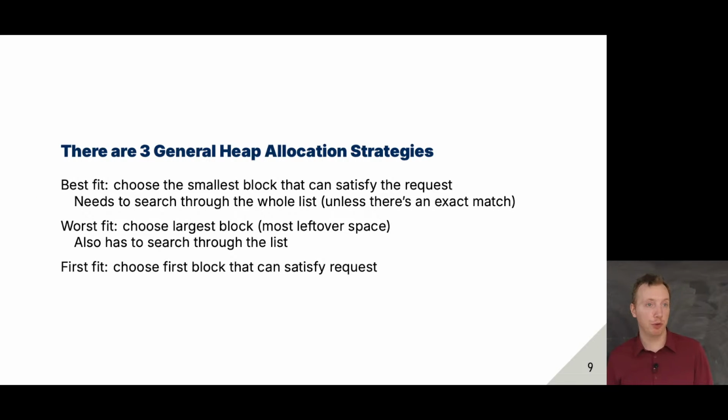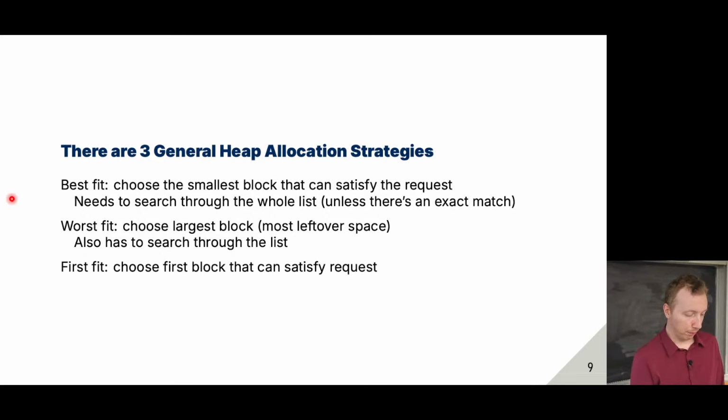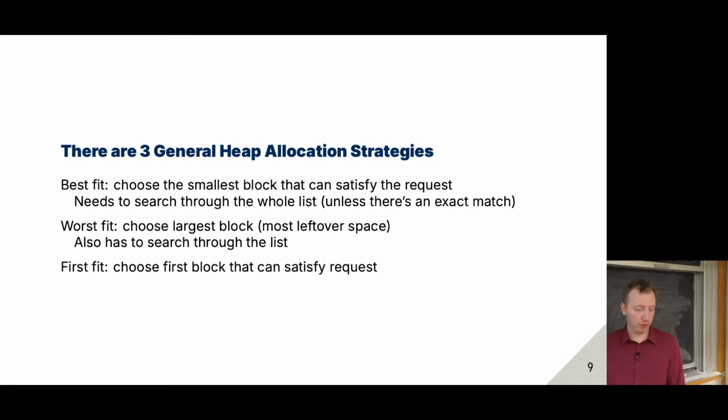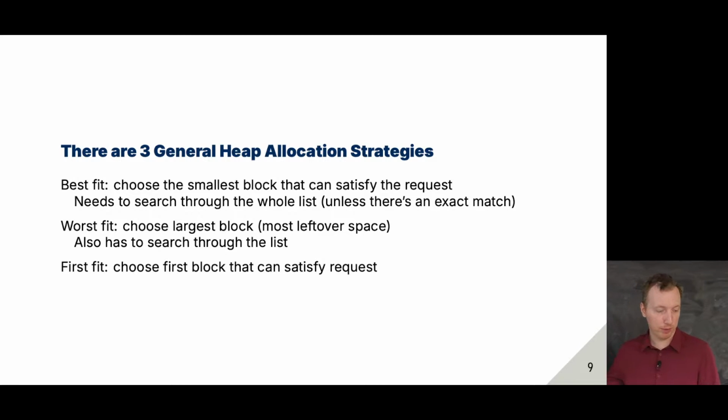And this is how to choose something in the free list to use for the allocation. So best fit is I choose the smallest block that can satisfy the request. So I need to search through the entire free list unless there's an exact match, in which case that is the best fit. So I shouldn't bother looking any further.